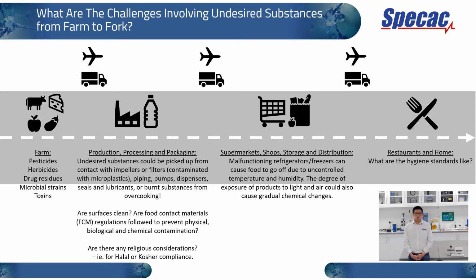Biological contamination would be something like the growth of bacteria. Chemical contamination would be something like a cleaning agent accidentally contaminating your product.